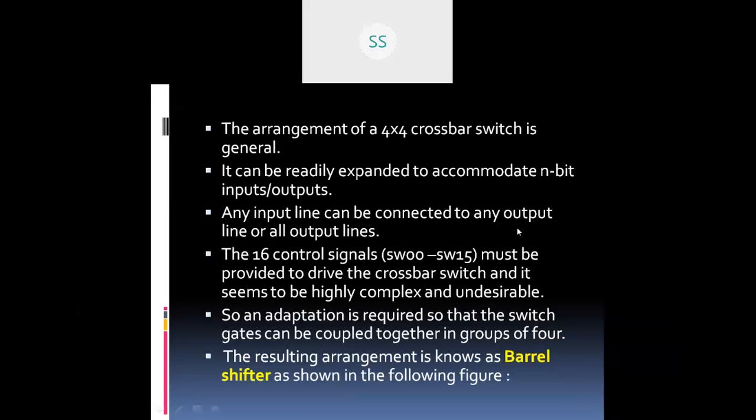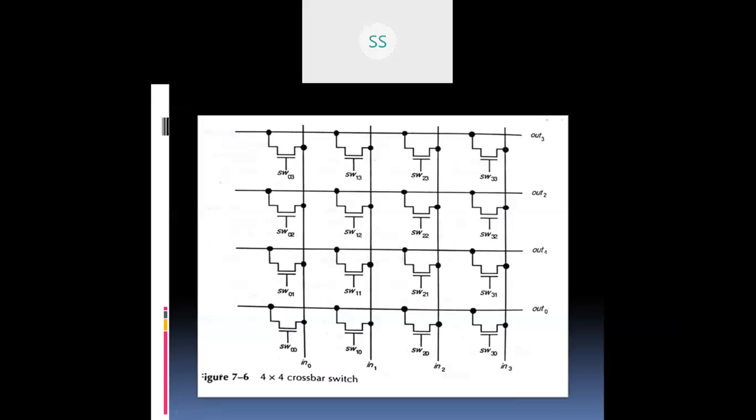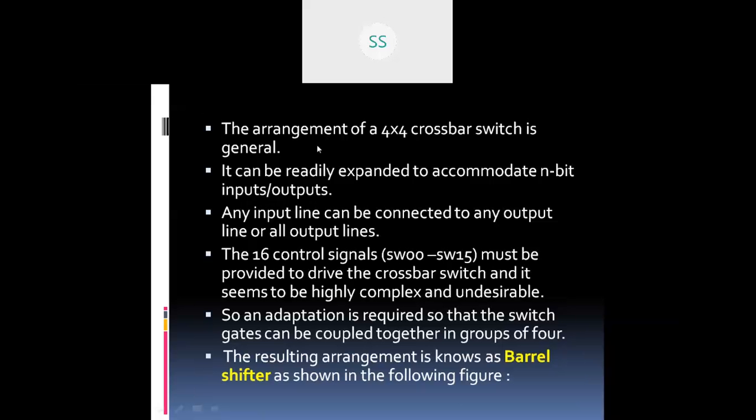Then this arrangement, whatever the previous arrangement of the 4 cross 4 crossbar switch is, it is very general. It is very simple as well as general, because as it shows here, it is 4 cross 4, so 4 lines are there. If it is 8 cross 8, then there would be IN 0 to IN 7 and out 0 to out 7. The same structure will repeat, only the horizontal, vertical data lines and control lines are going to increase. That's why the arrangement is very general.